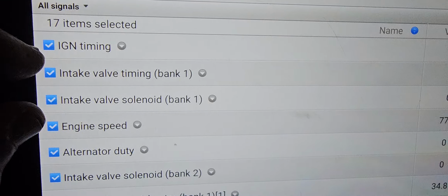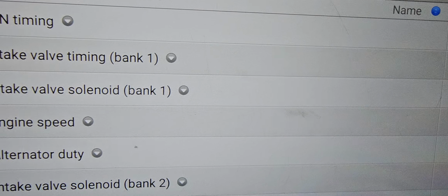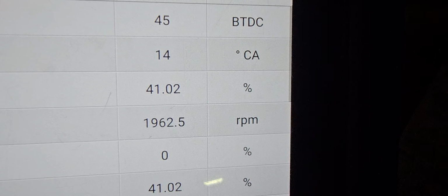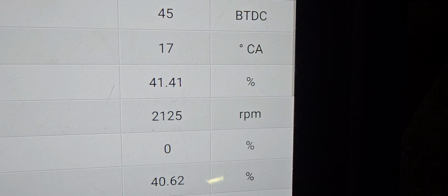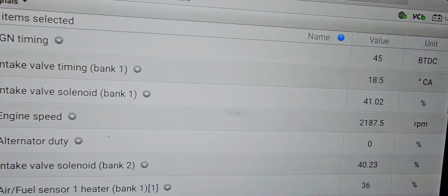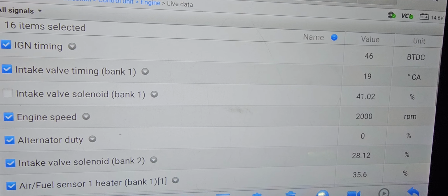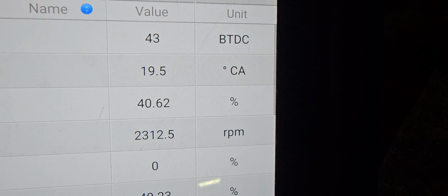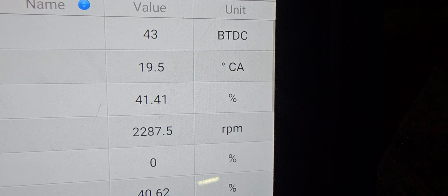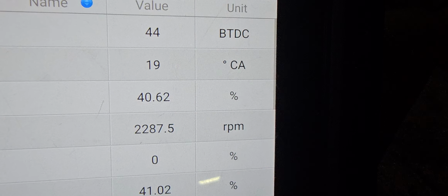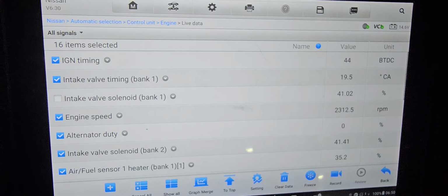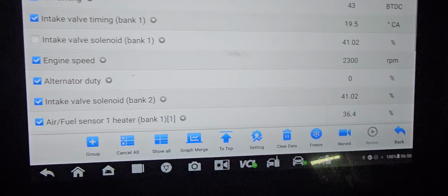This is the timing, intake valve timing bank 1. When you give gas, 1000 RPM, it goes to 15 degrees and 41%. And the timing, you see the timing is top dead center, 19 degrees, 41%, engine RPM. Please check this one here and compare what you have.